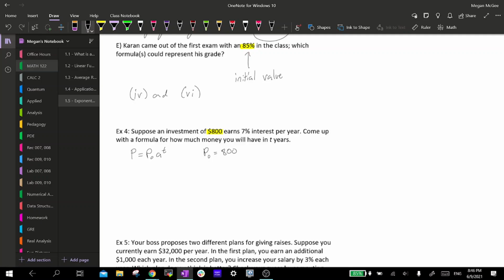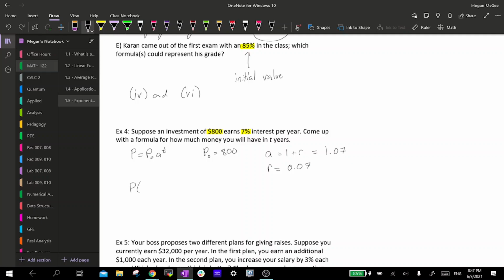Okay, and then A is 1 plus R. We need to find out what R is. R is the rate, which is given to us as 7% interest per year. Well, again, we need this in decimals, so we have 0.07. That's our 7%. So A is then 1 plus 0.07, so we have 1.07 is our A value.